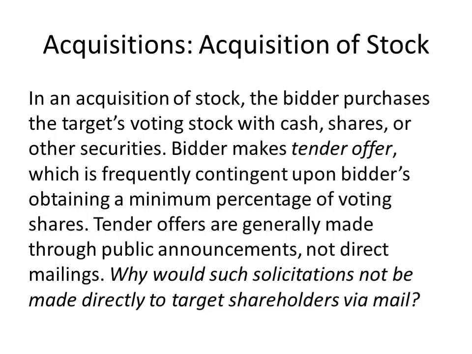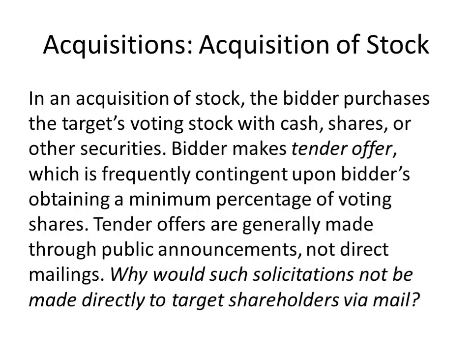How does the bidder buy the stock? Well, they make a tender offer, which is frequently contingent upon the bidders obtaining a minimum percentage of the voting shares. Why a minimum percentage? Well, they need enough to make sure that the acquisition will be approved. Plus, if the firm buys less than 80% of the outstanding stock of the target, then any dividends received from the target will be taxable. Tender offers are generally made through public announcements, not direct mailings.